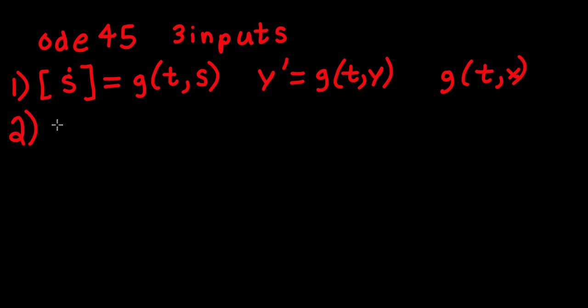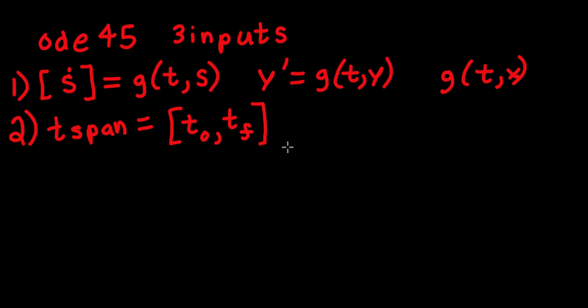The second input is going to be the time span, which is really easy. It's just going to be a vector that has the initial time that MATLAB will integrate from, and the final time that MATLAB's numerical integrator will stop at.